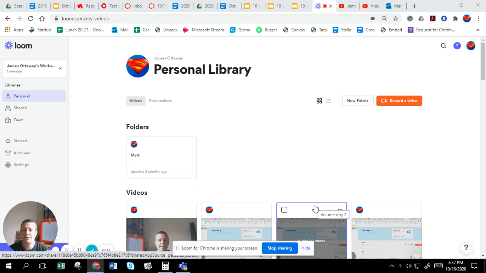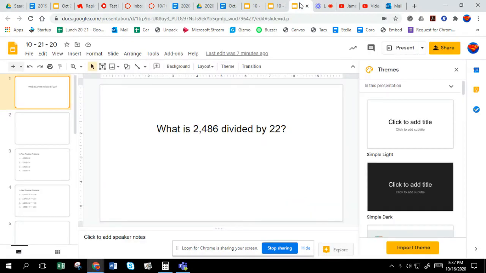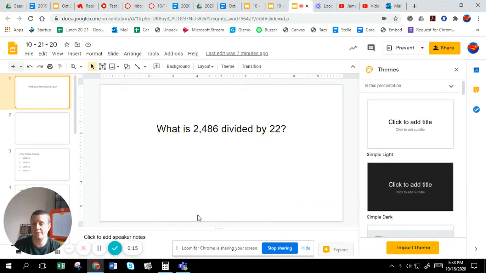Hey guys, all right, so last thing to review before our big test is division. That's an area that we've worked a lot in, and it's an area that we've struggled, so we want to make sure that we go through it. So let's take a look at what we were doing today. I asked you to figure out what 2,486 divided by 22 would be. Okay, so let's look at how you would go through and solve a problem like that.